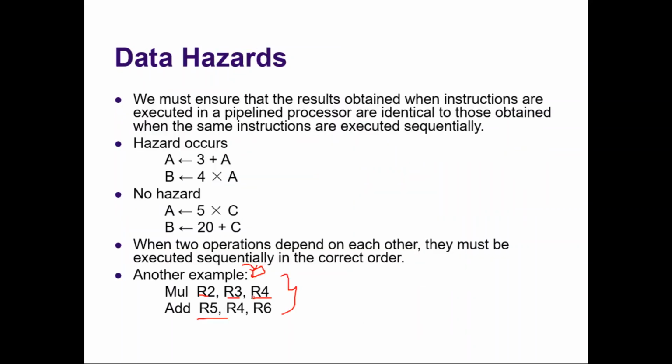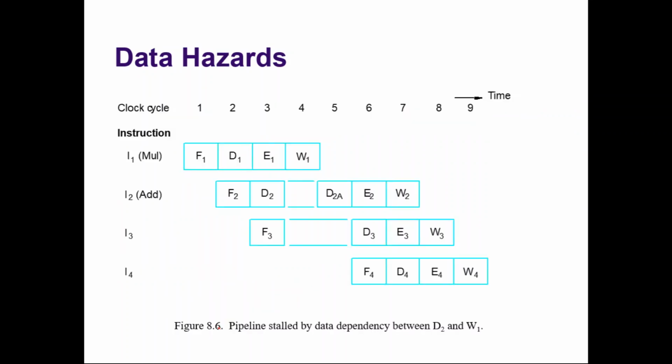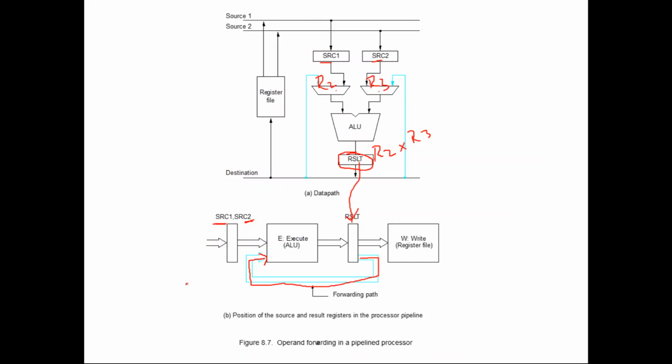So R4 you have directly given as input. What will be the other input? R5. Okay, so in one of the registers you have to keep R5. That's all. We are not going to use two registers now. So say for example this result is going here. Maybe this will go to SRC1 and it will become an input. So if this is R5, this will be R4. Are you getting?